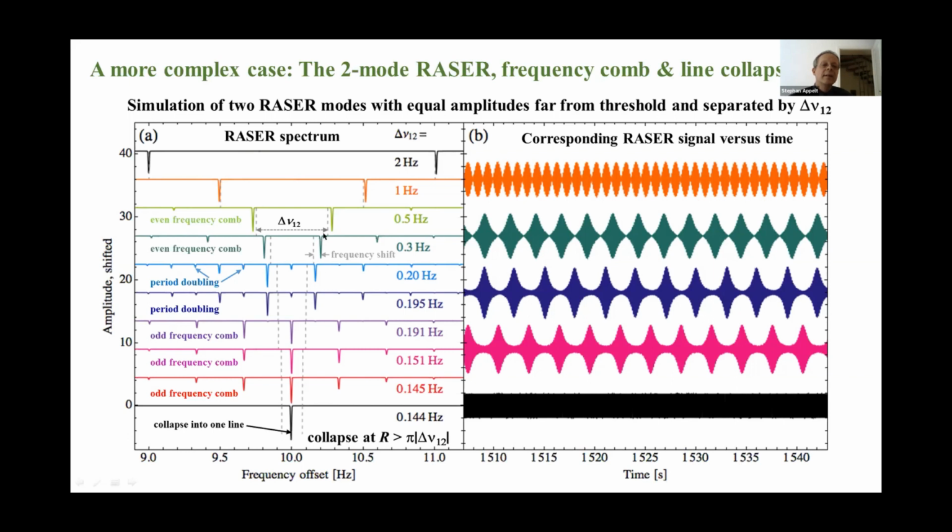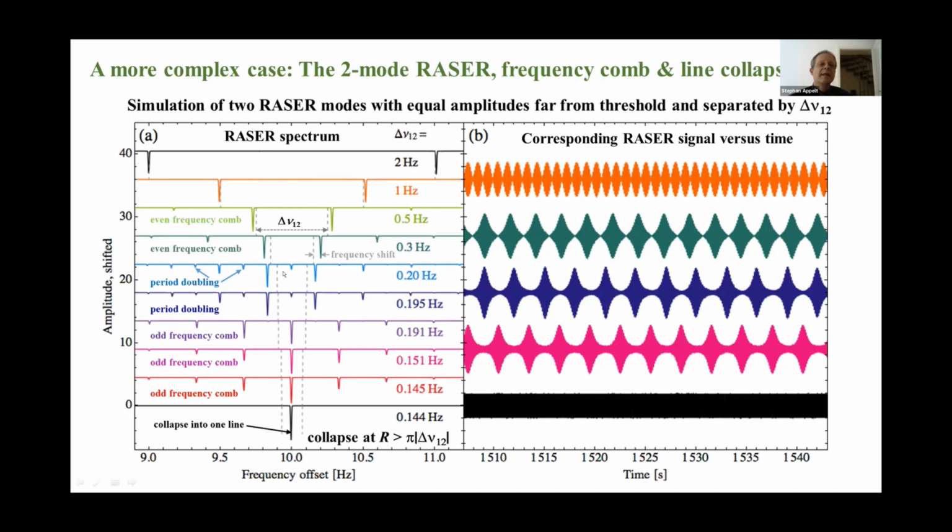This is basically a frequency comb. It's analogous to what physicists use for precise lasers, Theodor Hänsch, basically. And now there's another interesting thing. It's called period doubling. So this frequency difference starts to get halved, so the period of the RASER has doubled.